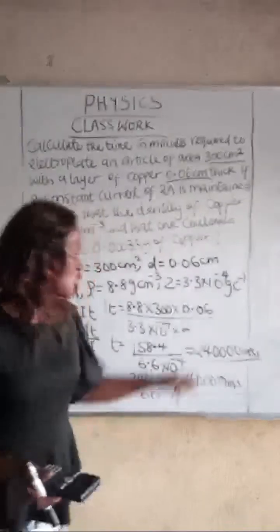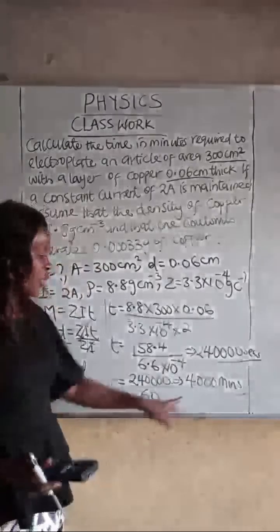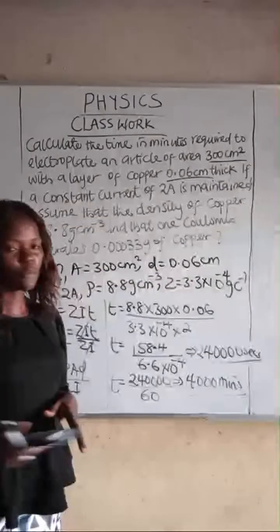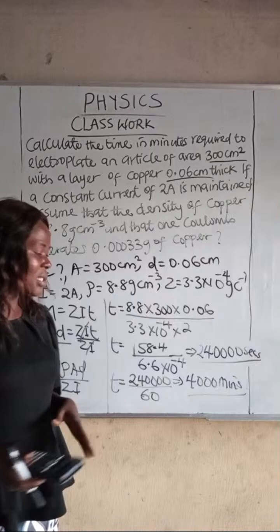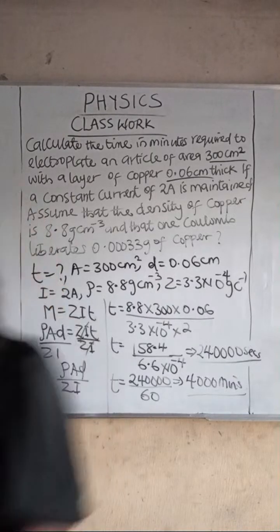I got 240,000. But by the time you divide it by 6, you're going to get minutes, which is the same thing as 4 times 10 raised to power 3 what? Minutes. All right.